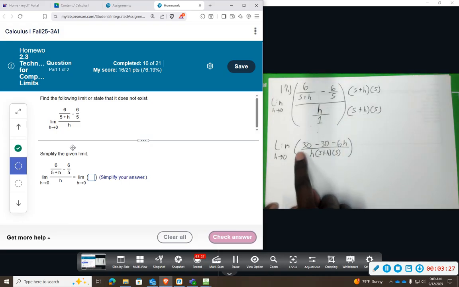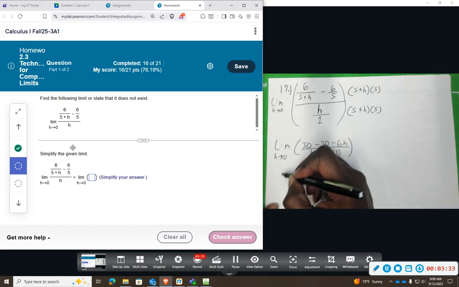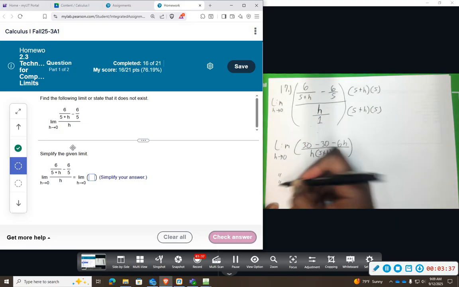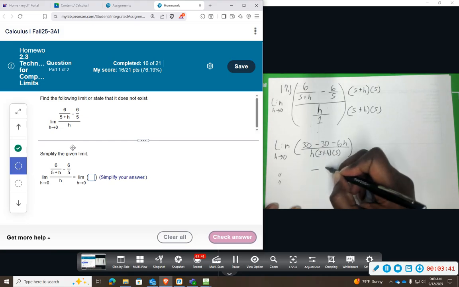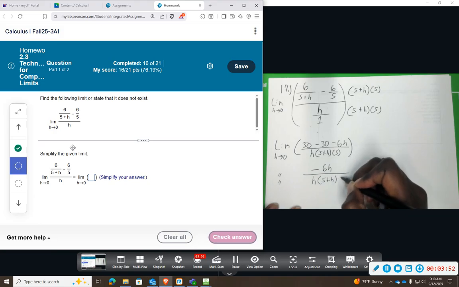Now we can simplify. On the numerator, we got 30 minus 30. Those will cancel each other out. And so I'm just going to be lazy and write quotation marks. That just means bring down the limit. So 30 minus 30, we get 0. So on the top, we have a minus 6h, or negative 6h. And then on the denominator, we have the h, 5 plus h, and then another times 5.